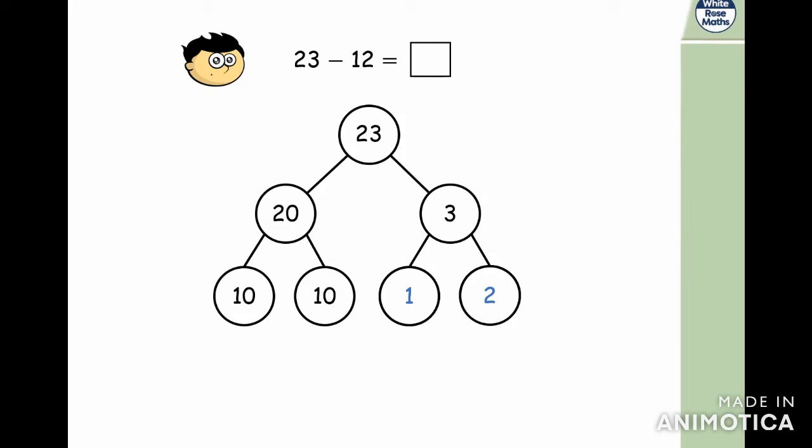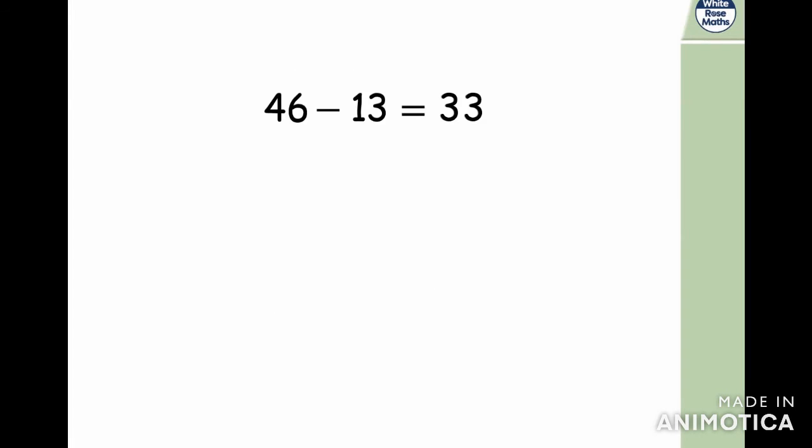Now he can see a 10 and a 2. He begins with his 1s and subtracts 2, and then he subtracts 10. And what's he left with? 10 and 1, which is 11. So 23 subtract 12 is equal to 11. That's really nice partitioning, Jack. Great work. We'll look at column subtraction now.